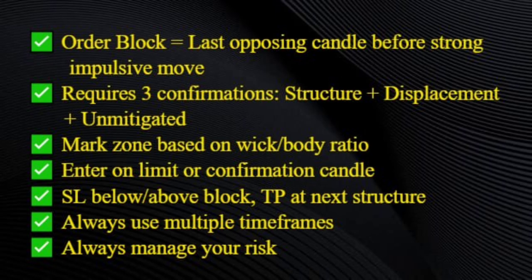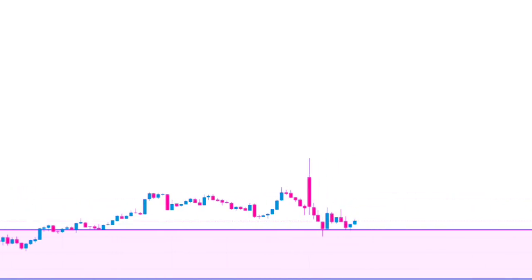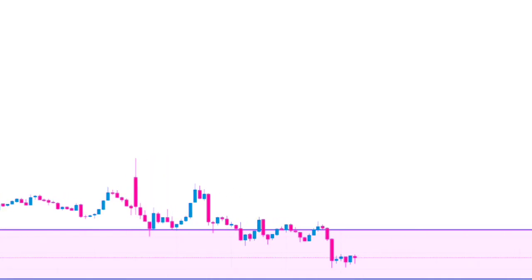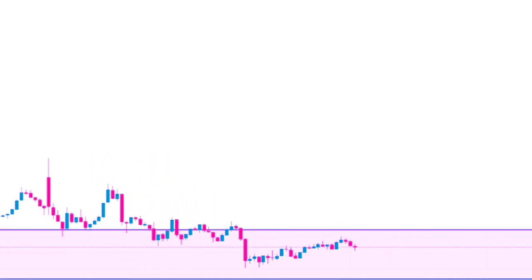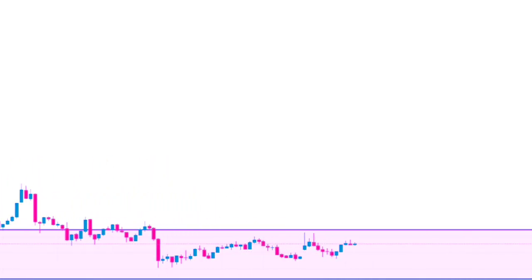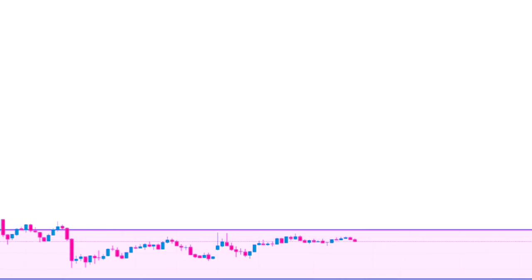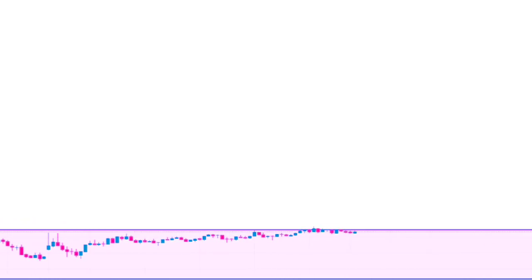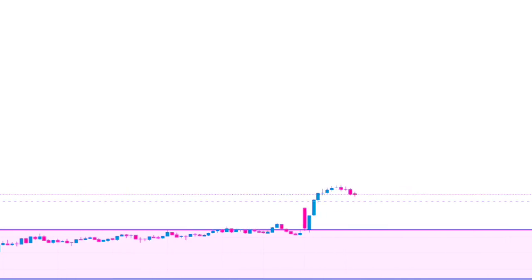Always manage your risk. Order blocks are one of the most powerful tools in the Smart Money Toolkit. They give you a window into where institutions are actually placing their orders. But like any tool, they require discipline, patience, and proper risk management. Start practicing on higher time frames. Paper trade first. Build your confidence. And once you see these zones jumping off the chart at you, you'll never look at price action the same way again.